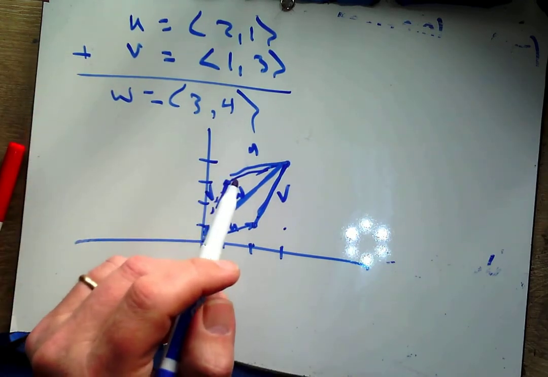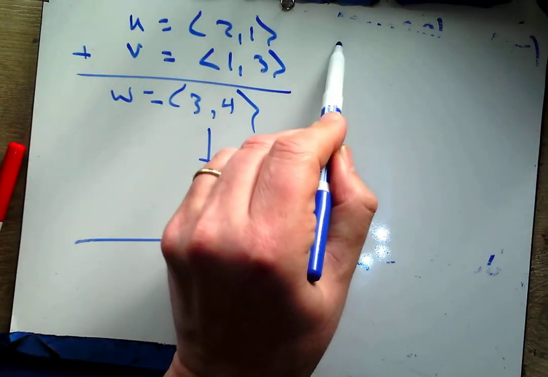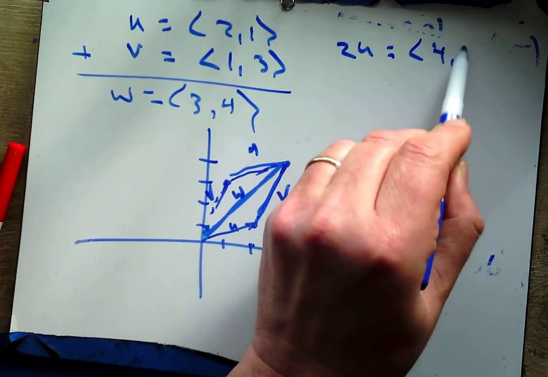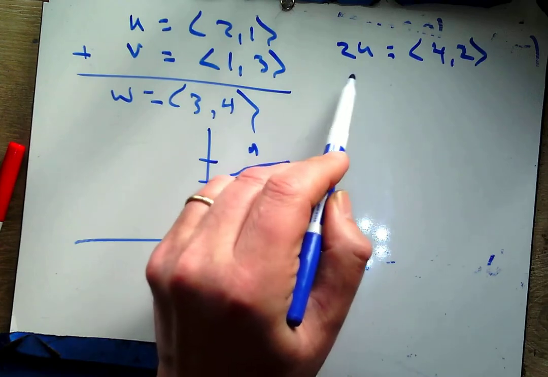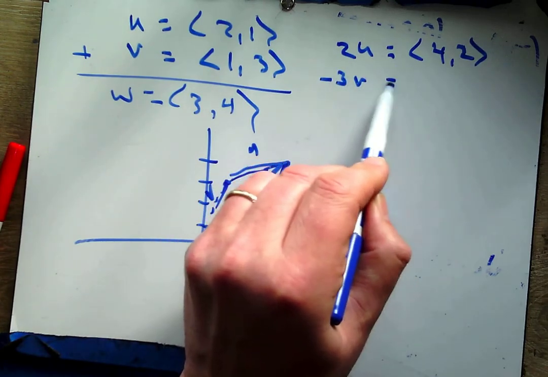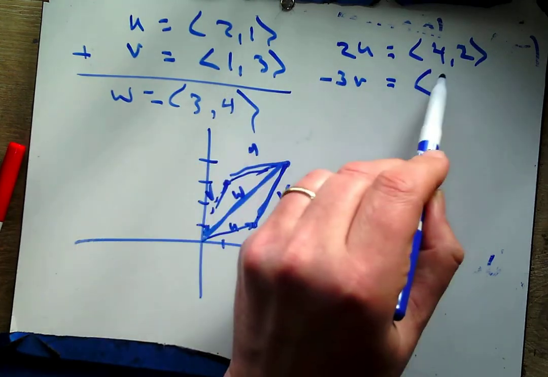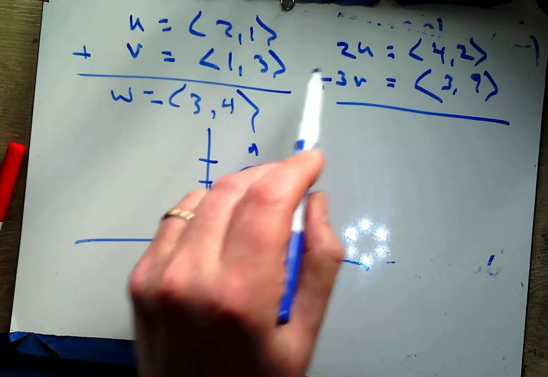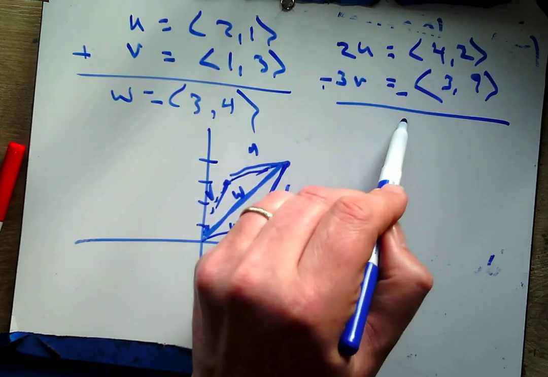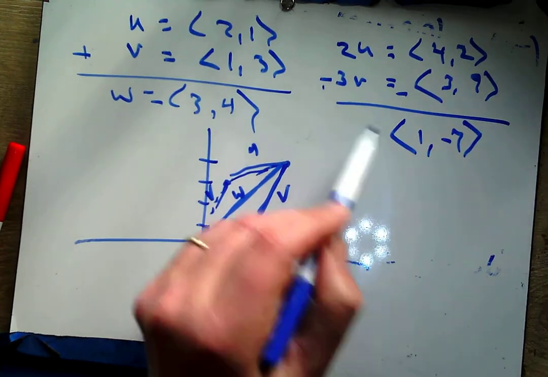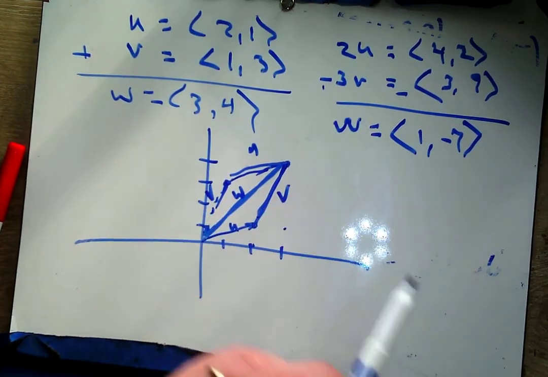What about 2? 2 says we want 2U minus 3V. Well, 2U is going to be 4, 2. And 3V is 3, 9, and we want to subtract. Okay, so I subtract. I get 1, negative 7. That's my resultant vector W.